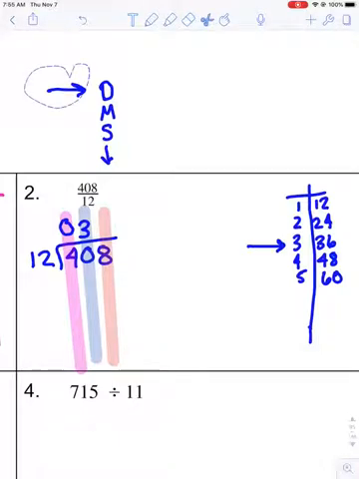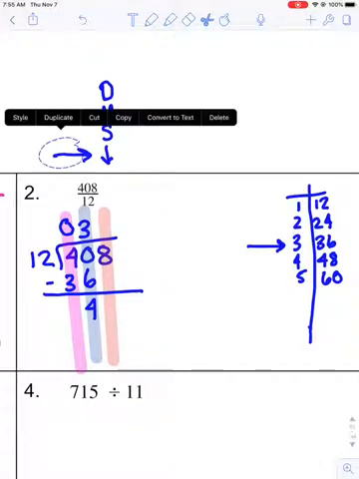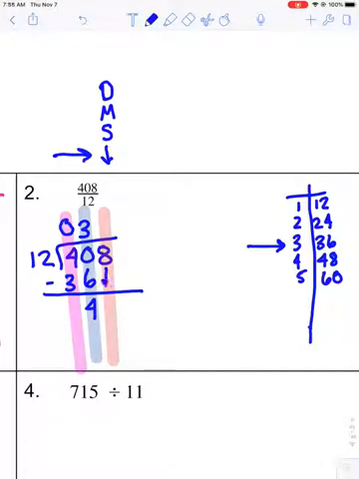Now I'm going to go into my multiply step, and I'm going to do 12 times 3. That's 36. I'm going to subtract. 40 minus 36 is 4. And then I'm going to do my bring down step. I'm going to bring down the number in the next column, 8. Since I'm in that red column now, I use that 8. That means my answer for this next step is going to be in the red column.